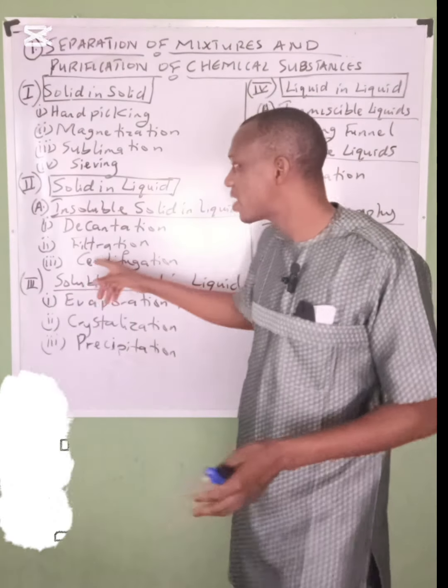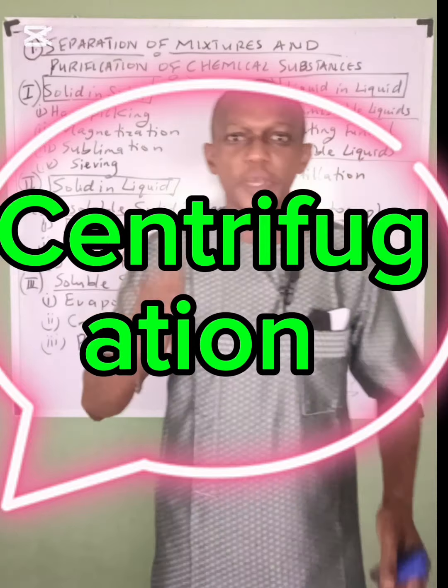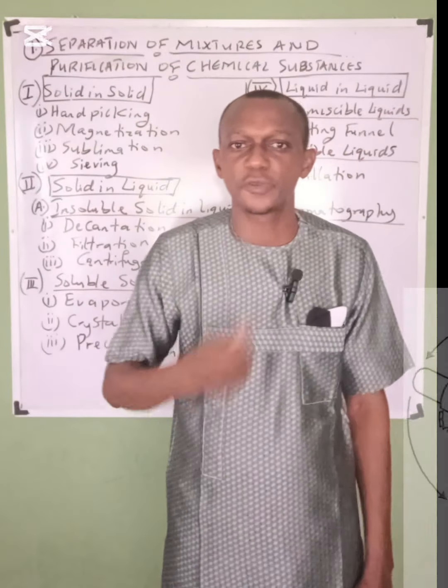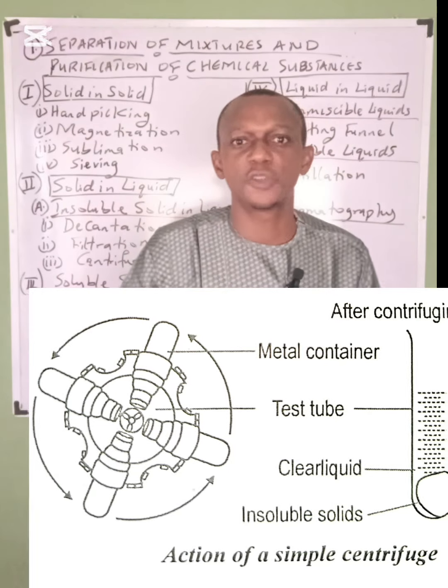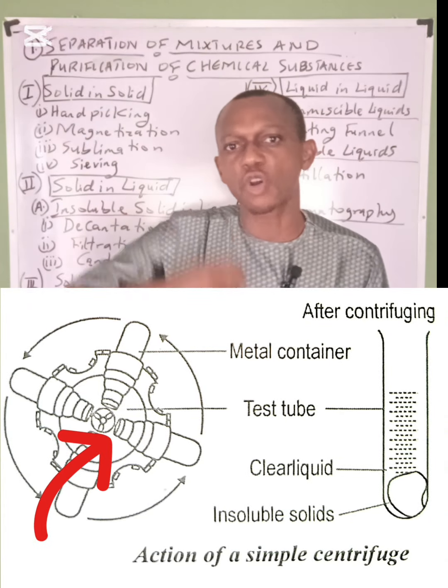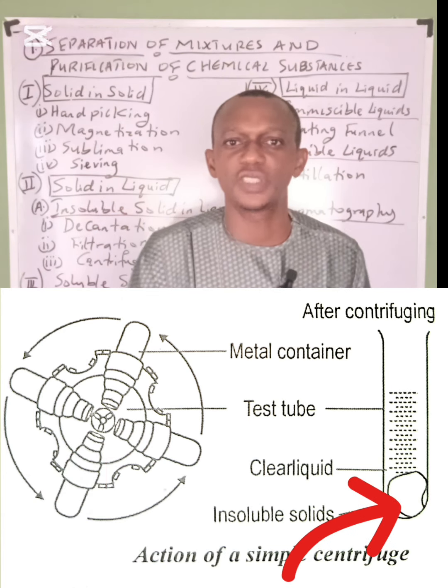Okay. Another one under that is centrifugation. Centrifugation means when you spin. We have a machine called a centrifuge. So we put our sample in the test tube. We now put the test tube in the centrifuge. It now spins. As it's spinning, based on gravity, the insoluble solid will move towards the last edge, the bottom of the test tube.